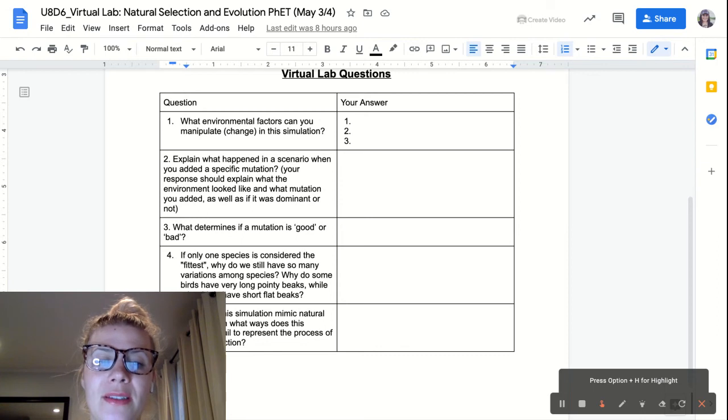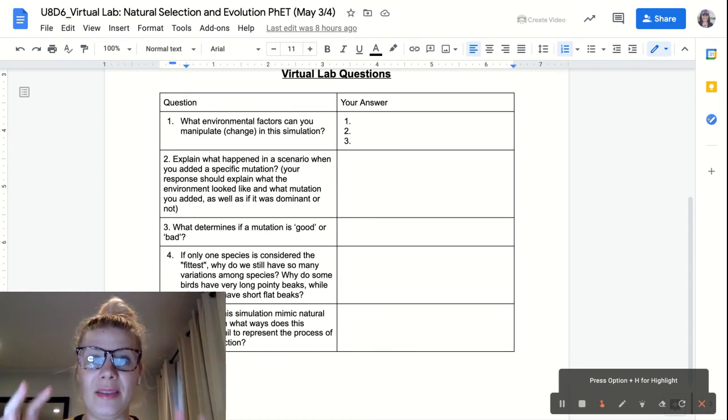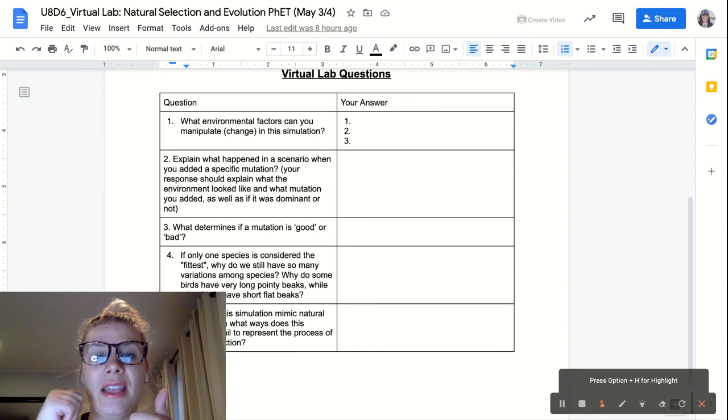In what ways does this simulation fail to represent the process of natural selection? So I want you to think of, in this simulation, what ways does it show natural selection and those 4 things that we talked about previously, right, that drive evolution and natural selection? And what are some things that might be missing from the simulation? Again, it's a simulation, so it's not the real world. So things that it's mimicking that are accurate with natural selection, things that are missing from the simulation.